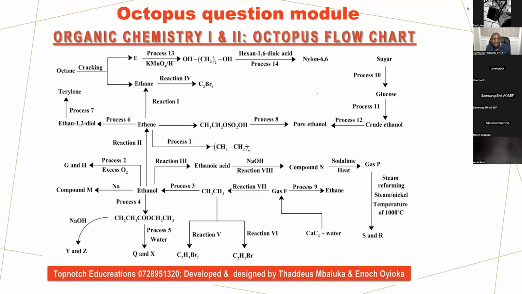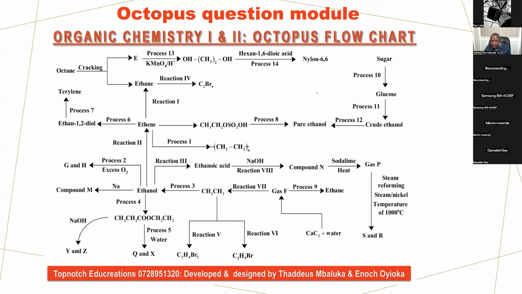Are we there, students? Are you able to get me clearly? Because if you revise these things properly, you are sorted. Students, are you there? Yes, we are. Yes.